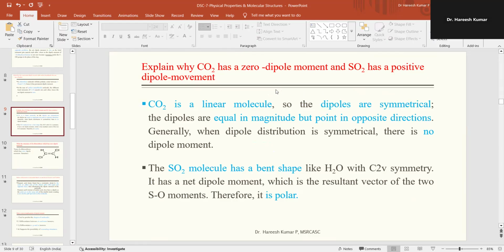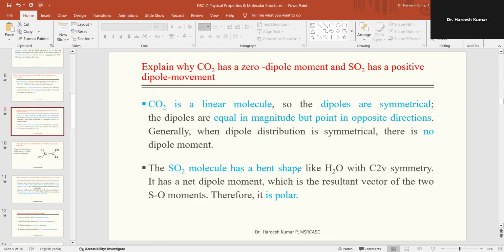That means the dipole moment is towards the oxygen. That means the dipole moments are in opposite directions. That's the reason the dipole moment gets cancelled in the case of carbon dioxide, and it has a zero dipole moment. Sulfur dioxide, because of the presence of a lone pair, occupies the bent shape.